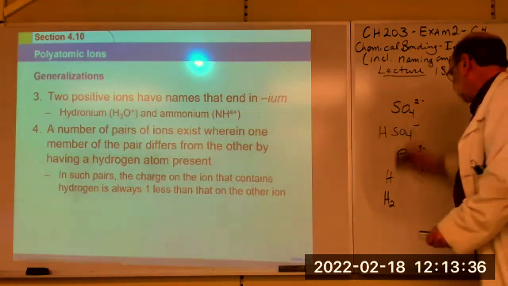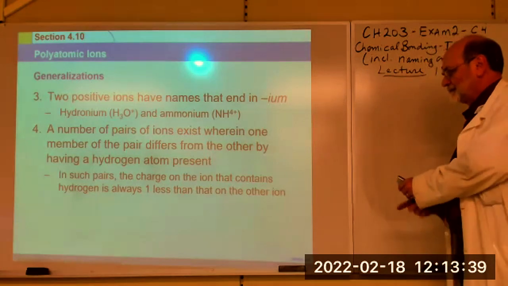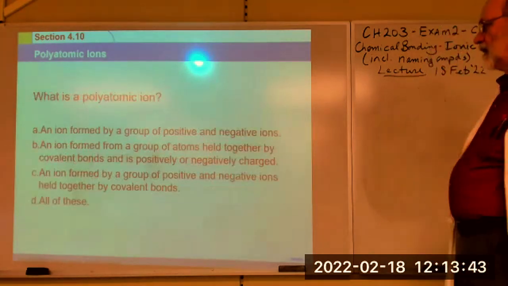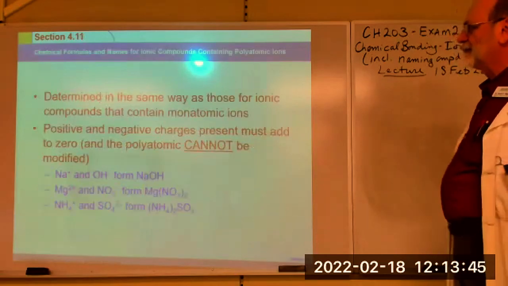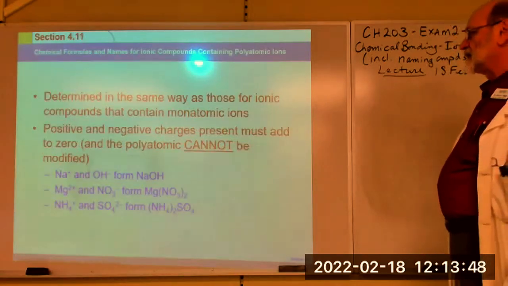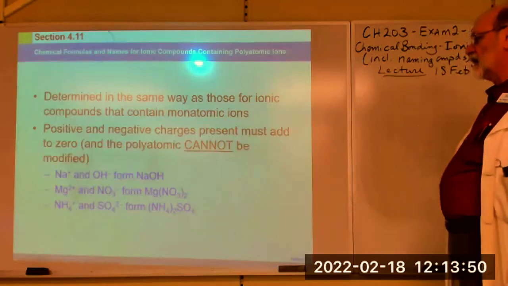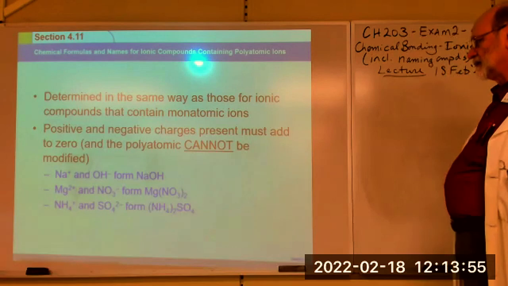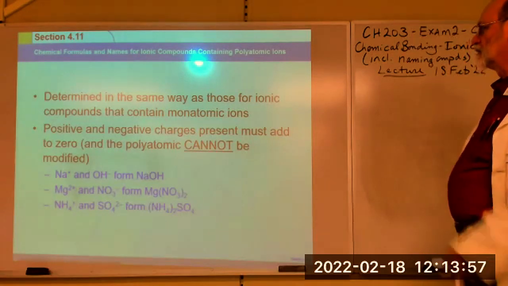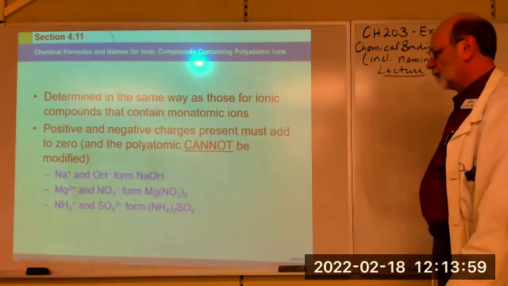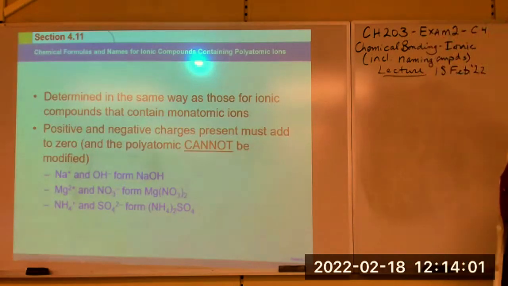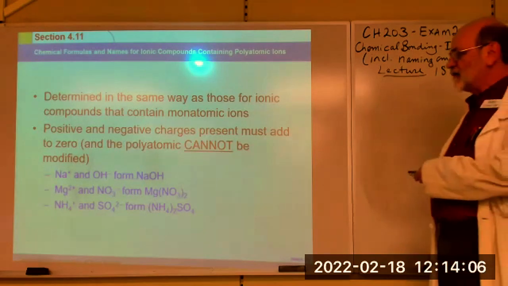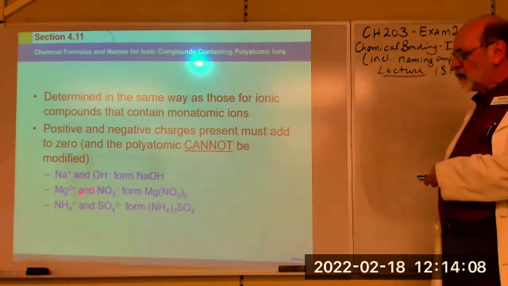Okay. Let's see. We know what a polyatomic is. Determine the same way as those for ionic compounds. Positive and negative. Okay, that states the obvious. We're balancing charges. These behave as either type 1 or type 2.